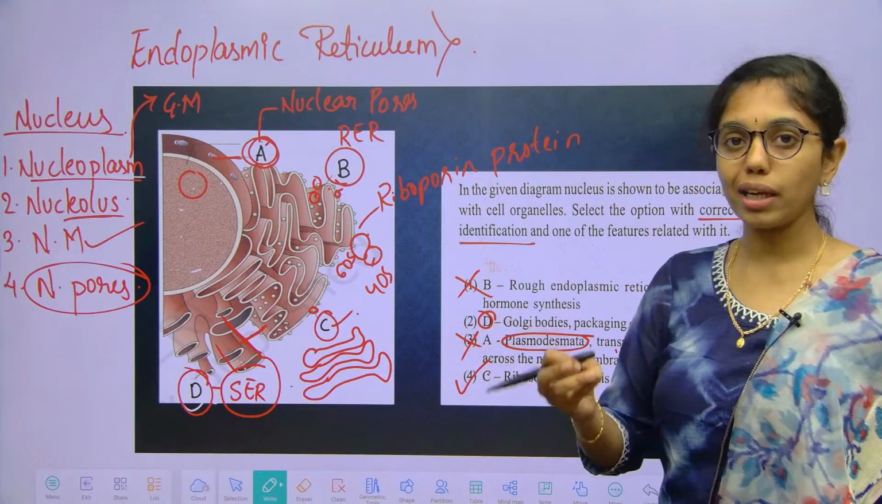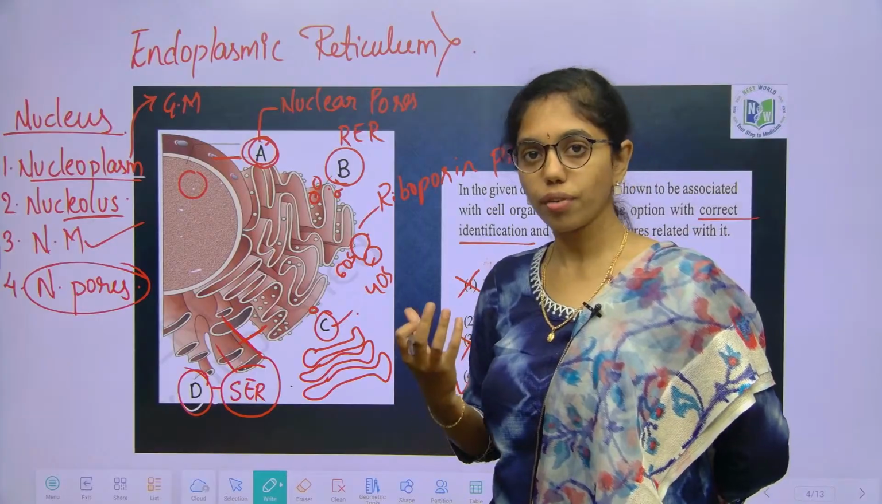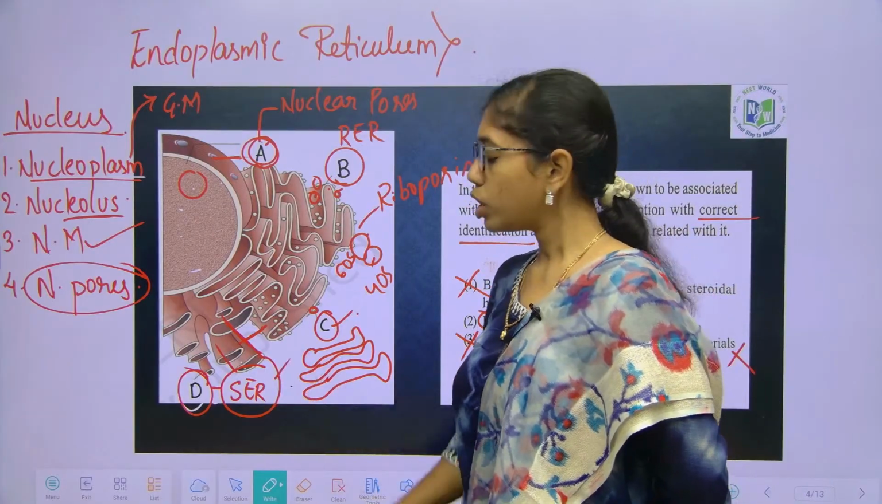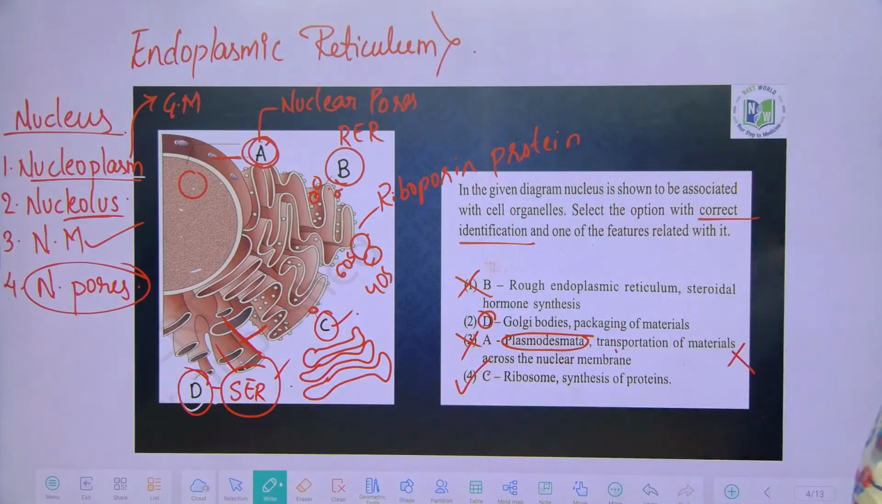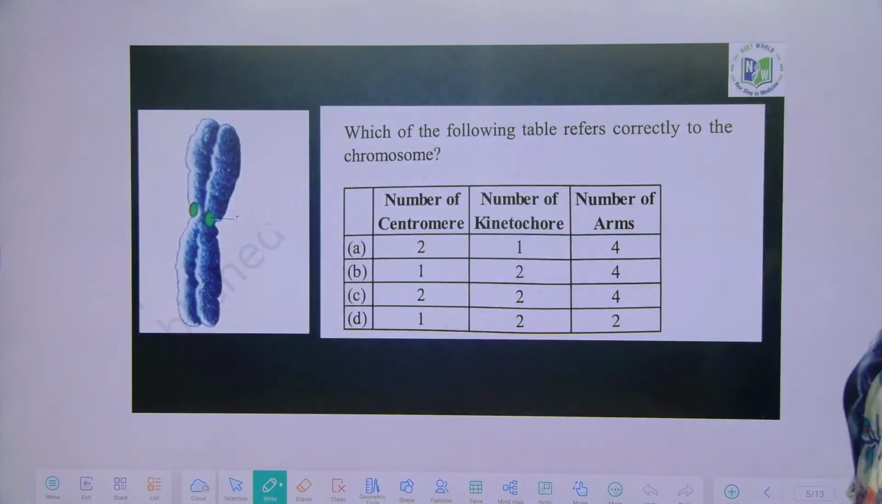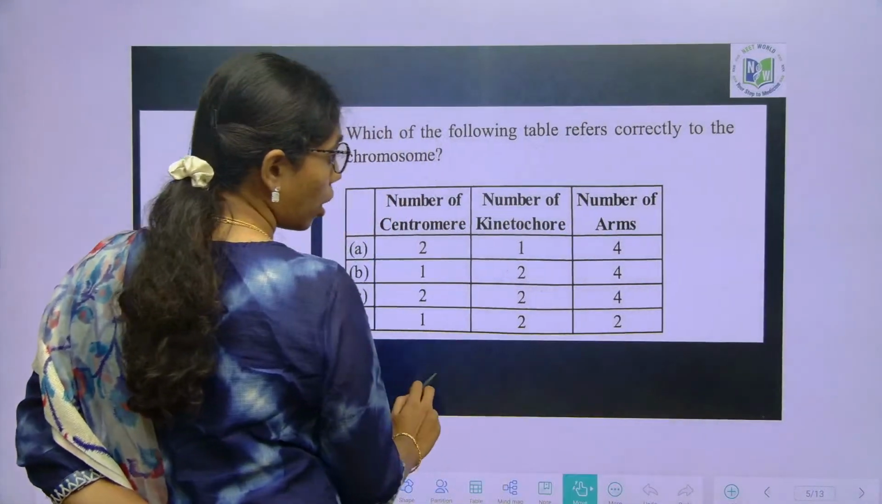Next, close to this you have smooth endoplasmic reticulum which is involved in steroidal hormone synthesis. This is involved in lipid synthesis. This is also involved in detoxification of drugs. These are the functions of smooth endoplasmic reticulum. Clear with this, right? And then, about the structure of a chromosome.